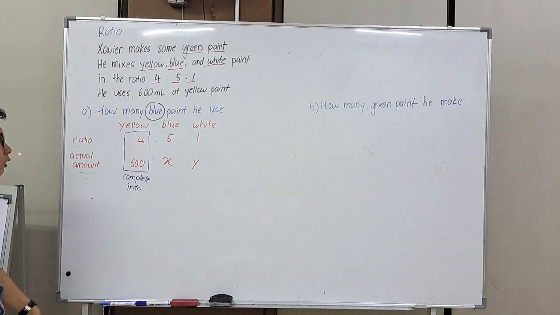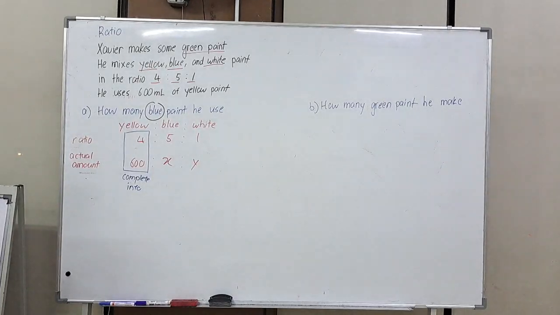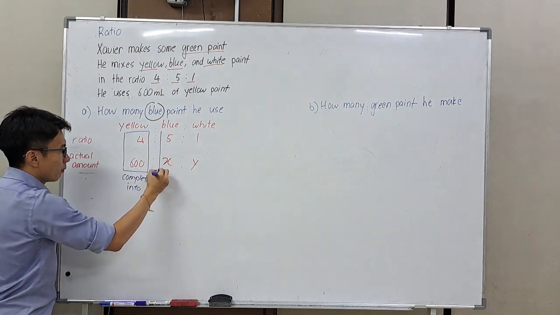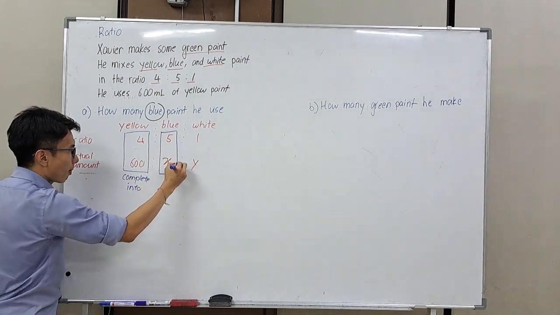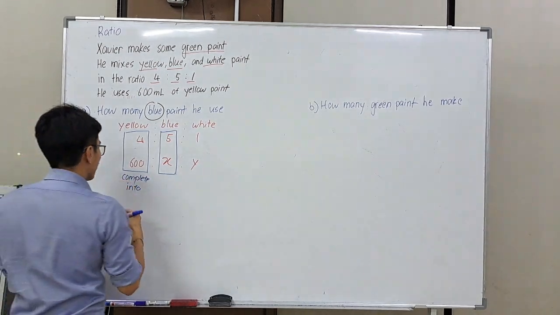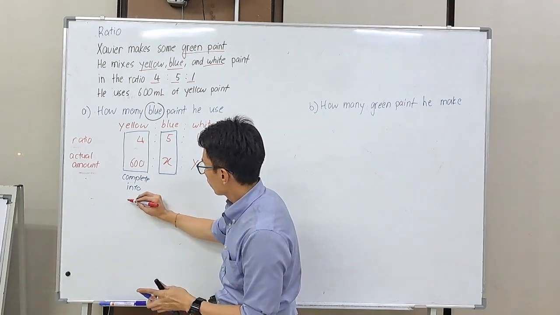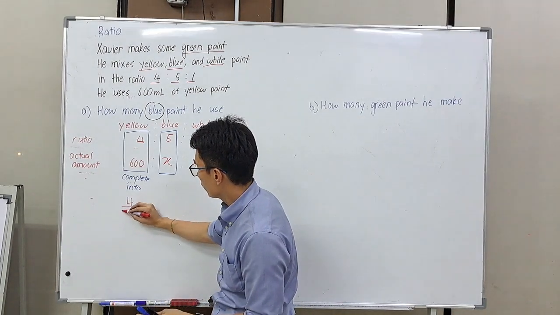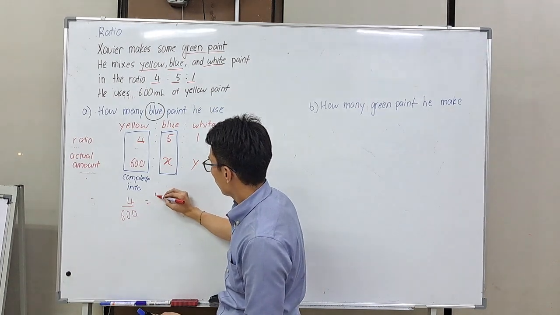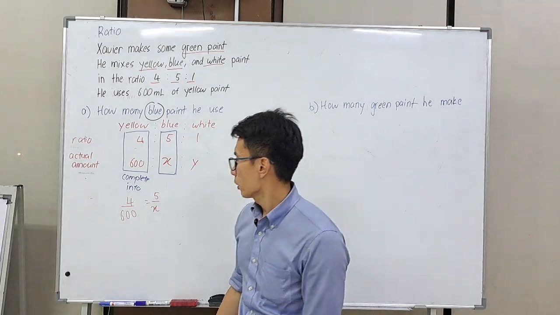So let's try this out over here. Because the question asked for blue, I'm going to put a box on this one. I'm going to pair up this and this first. So let's see what I get. Again, 4 over 600 equals 5 over x.